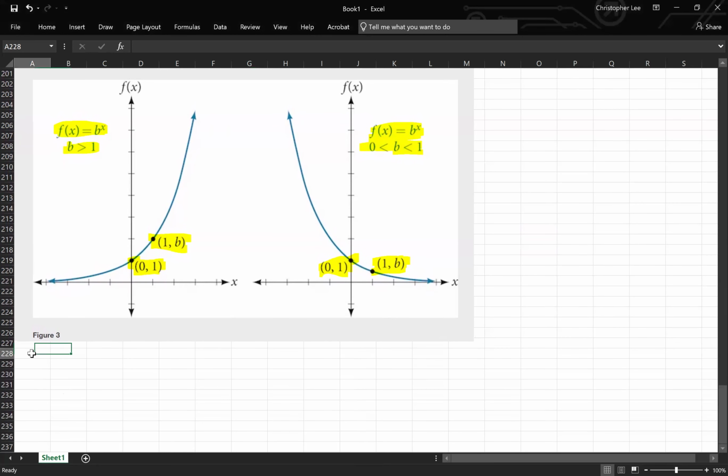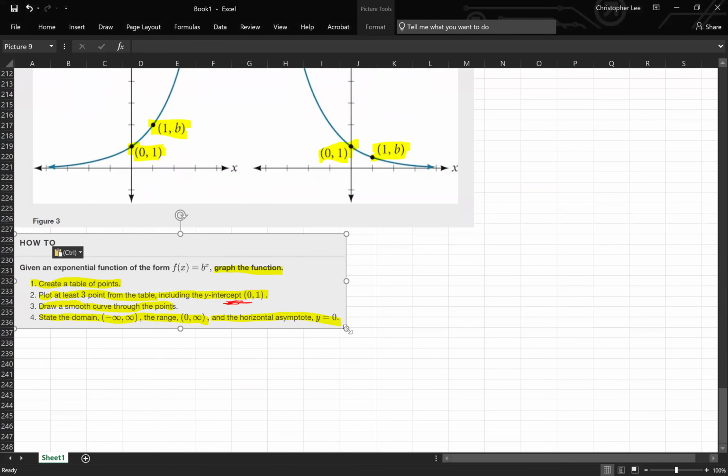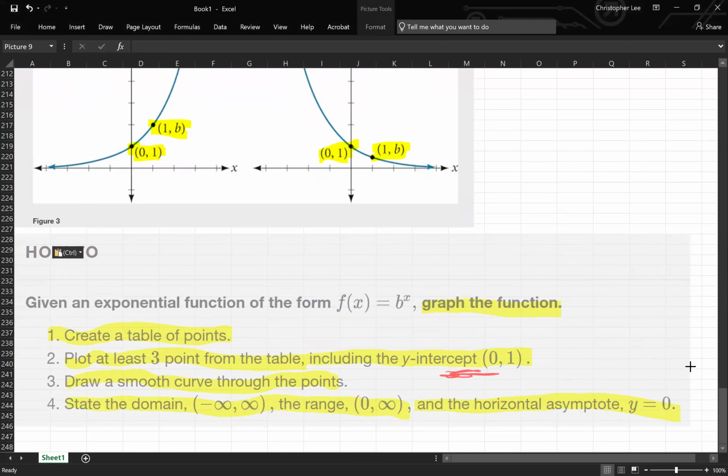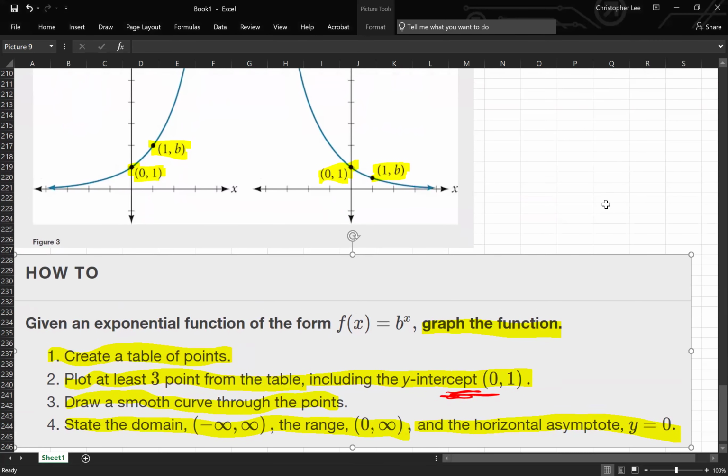Okay, let me give y'all the tea real quick. I can't leave y'all hanging without telling y'all about this. So here's a little how-to. Given an exponential function of the form f of x is equal to b to the x power, we're going to graph the function. Here's how you do it.